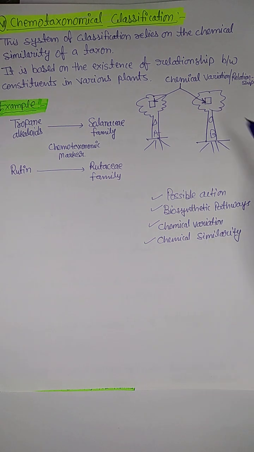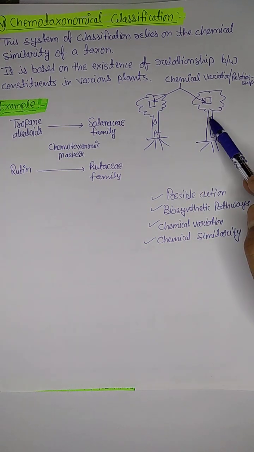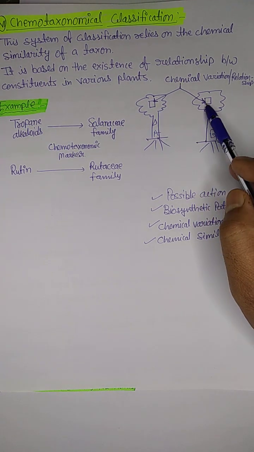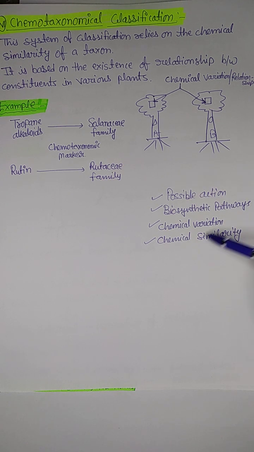Chemical variation, right? That's what I told you, triangle and circle. So what is the chemical variation between these two plants? And then chemical similarity, if there is any similarity. So these things we need to know when we are going to classify the drug according to the chemotaxonomic background.